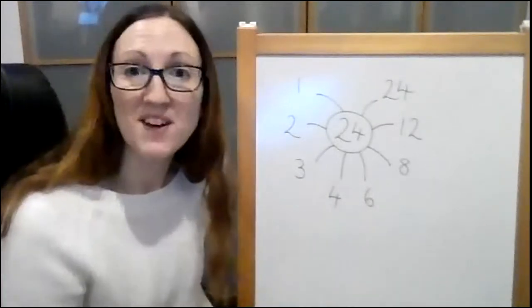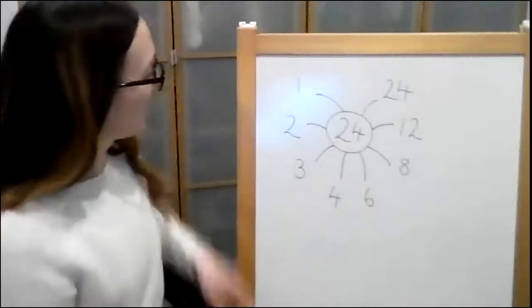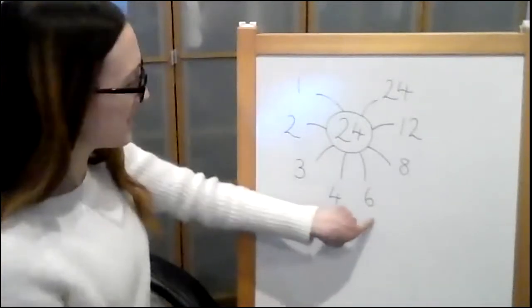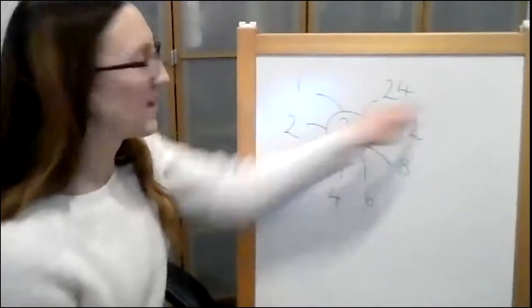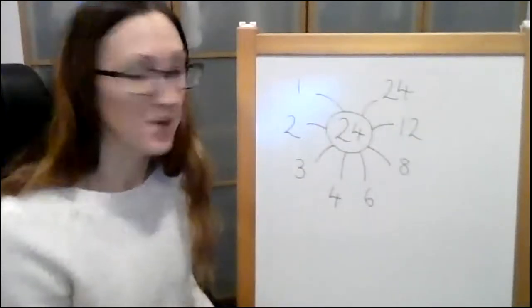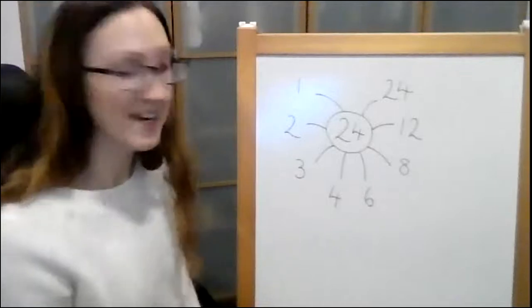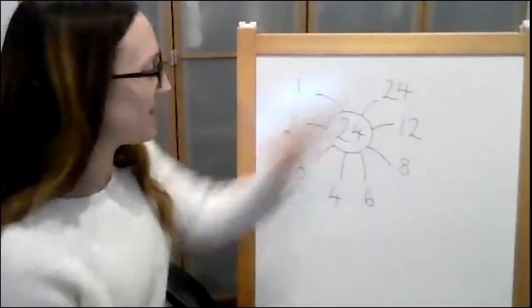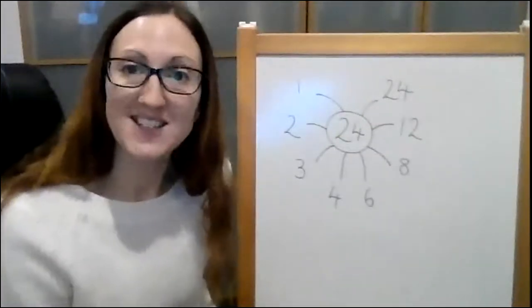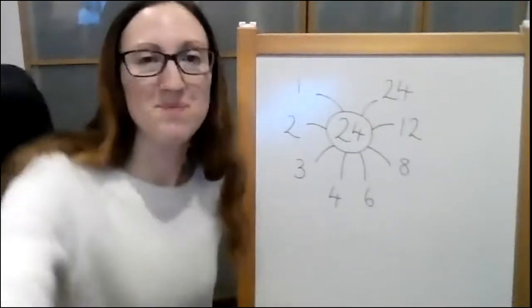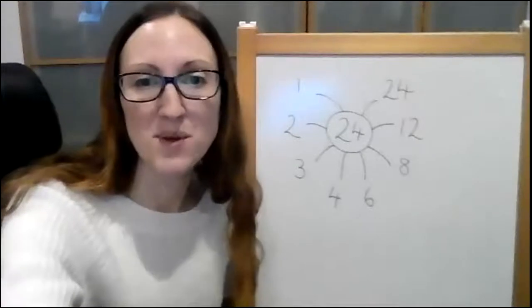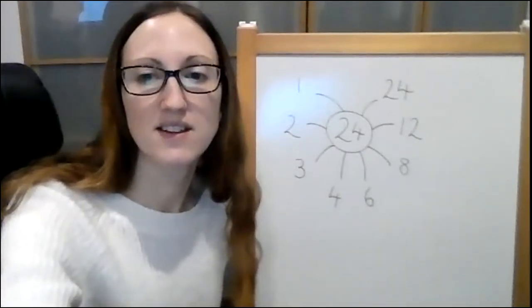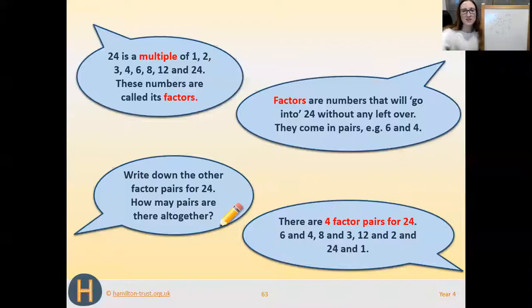So my factors of 24 are 1, 2, 3, 4, 6, 8, 12, and 24 itself. And we could also say that as having 1, 2, 3, 4, 5, 6, 7, 8. 24 has 8 factors. Okay, let's go back to the slides and move on, shall we? Brilliant.